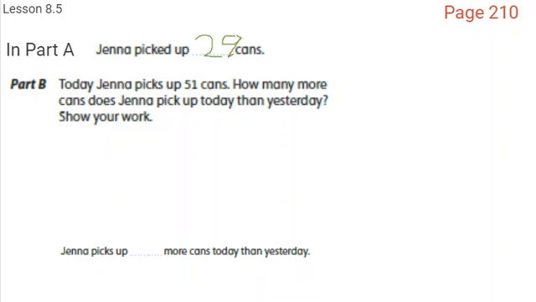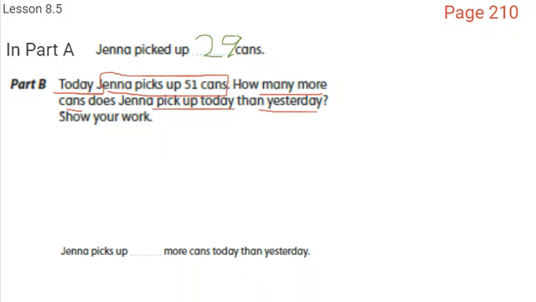All right. Let's take a look at this word problem here. This is part B. It's on page 210. Today, Jenna picks up 51 cans. How many more cans does Jenna pick up today than yesterday? Show your work. So Jenna picks up 51 cans today. If she picked up 29 and 51, there are different ways you can do it.